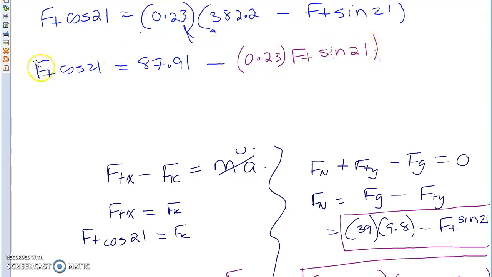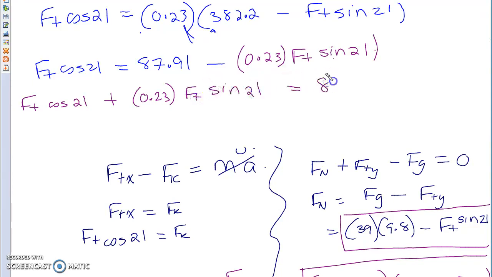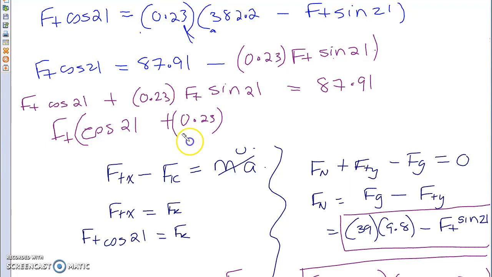Bring this over to the other side, so you get Ft cos of 21 plus 0.23 times Ft sine of 21, which equals 87.91. Now we're going to factor out Ft, so you get Ft times cos of 21 plus 0.23 sine of 21, which equals 87.9. See that again? We're factoring it out, but that 0.23 is going to stay here. So we're going to take off the Ft. That's correct.